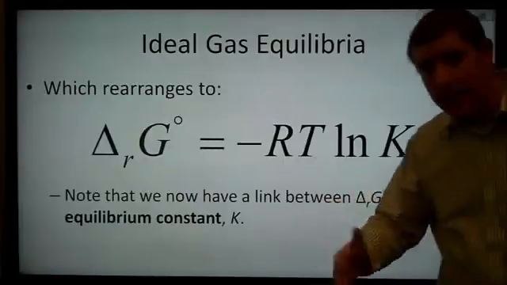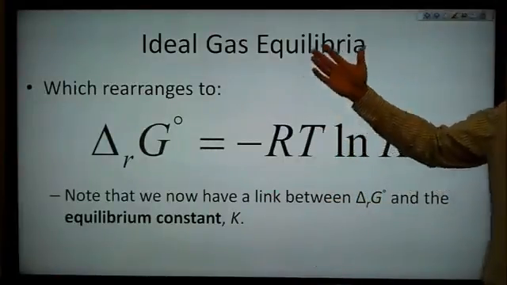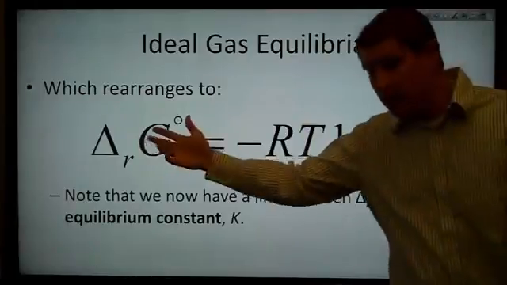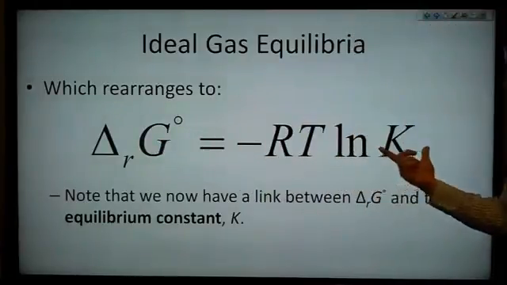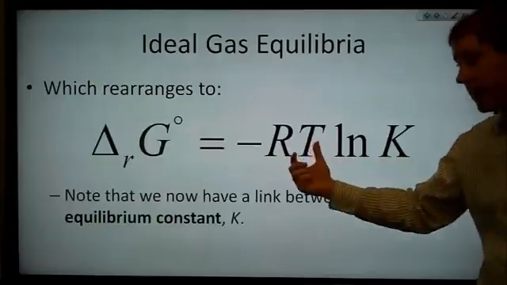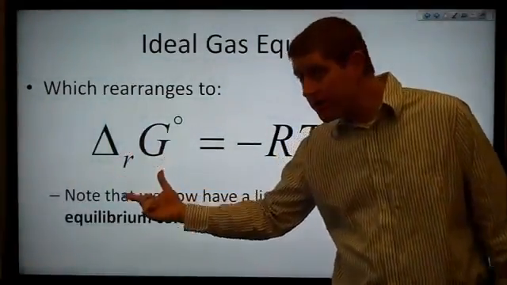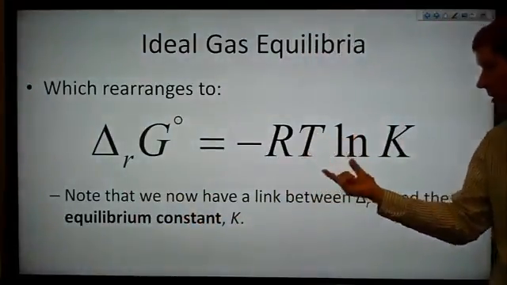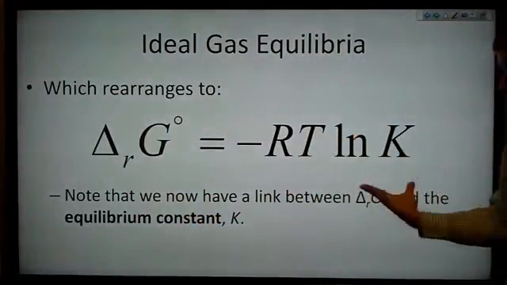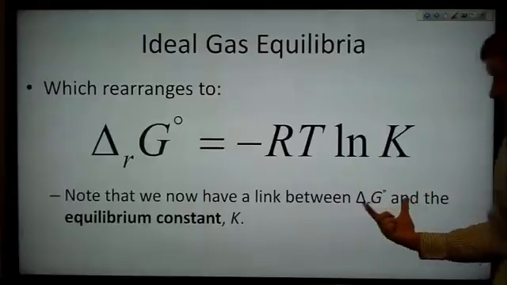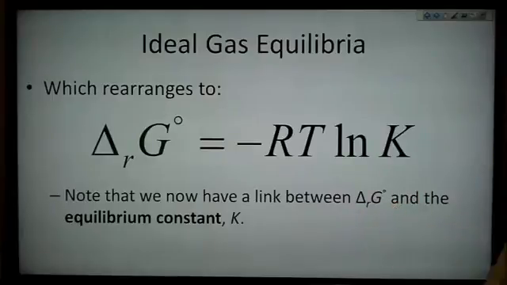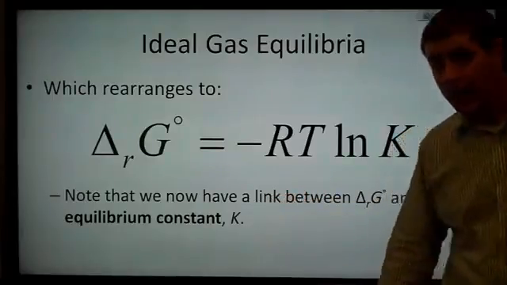So if Q is equal to K, then we're at equilibrium. That rearranges to this: we move the RT natural log of K to the other side, which makes it negative. So now we can say that the standard Gibbs energy of reaction is equal to minus RT ln K. And so now, finally, we have a link between our standard Gibbs energy of reaction and our equilibrium constant K.